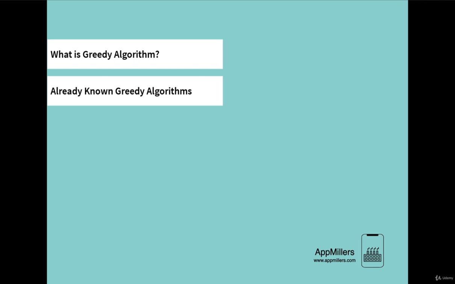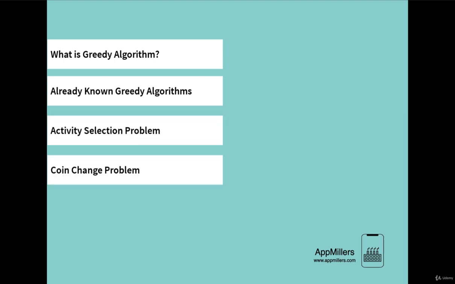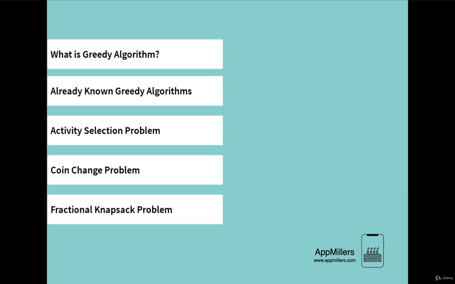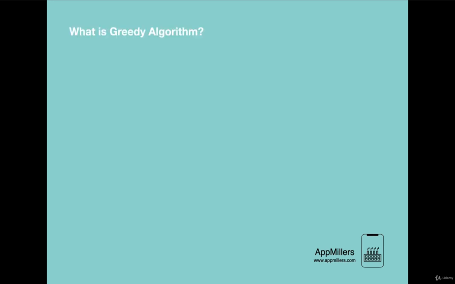So we have learned these algorithms in our previous videos, so that's why I'm not going to go to the details of these algorithms. Then we will continue to learn the activity selection problem, coin change problem, and fractional knapsack problem, which can be solved using greedy algorithm. So let's start learning them one by one. So the first topic is what is greedy algorithm.